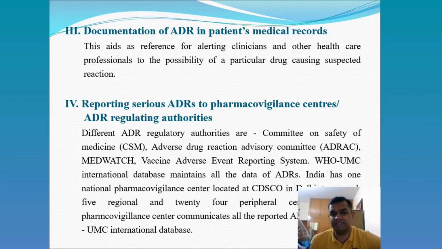Internationally, WHO UMC, Uppsala Monitoring Centre, created an international database that maintains all the data of ADRs. And in India, we have one National Pharmacovigilance Center, located in New Delhi at CDSCO, Central Drug Standard Control Organization. We have 2 zonal centers, 5 regional centers, and 24 peripheral centers. The National Pharmacovigilance Center communicates all the reported ADRs to the WHO UMC International Database. So that is ADR monitoring.